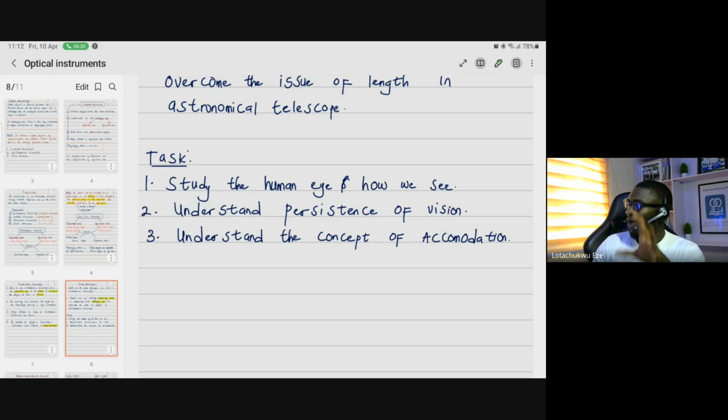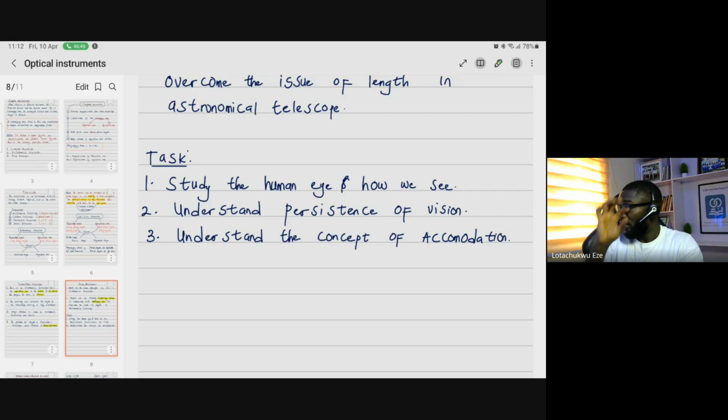So then go and study about the eyes and how we see. Then there's something we call persistence of vision. They ask that question a lot as well, so just understand the mechanism behind it. And then the concept of accommodation, the reason why your eyes will adjust for you to see a distance further.